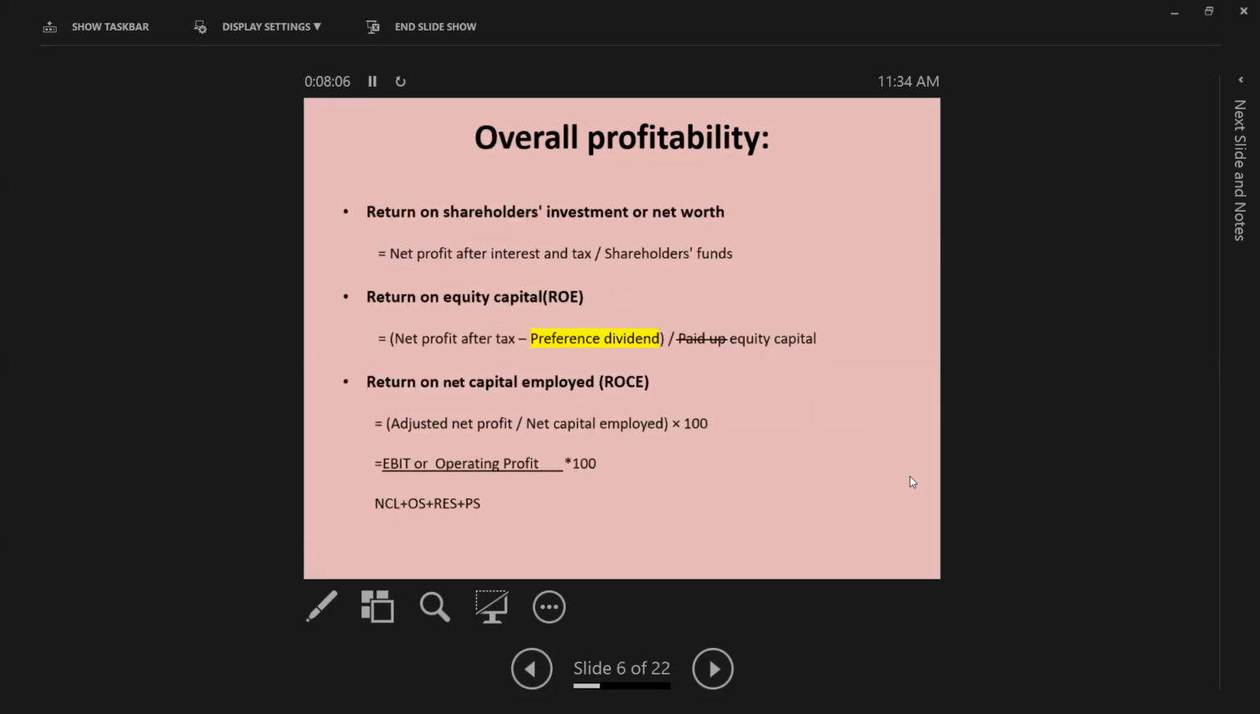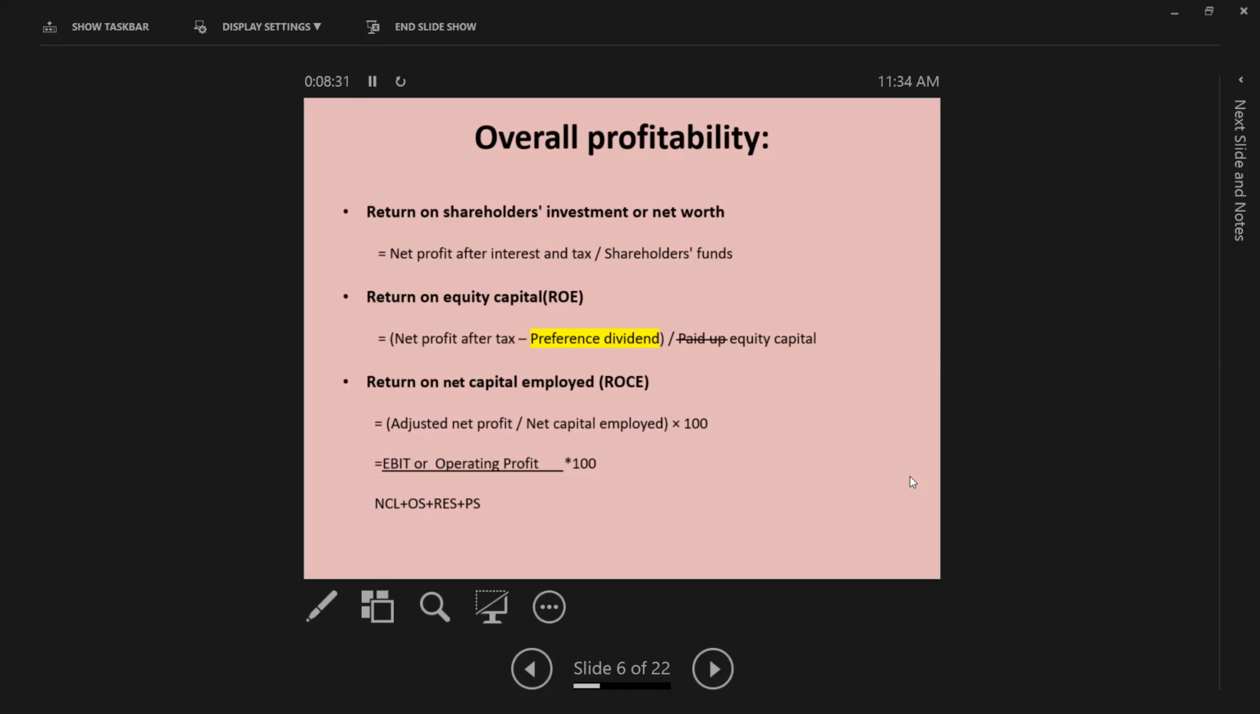Now the next one, overall profitability. This overall profitability is more or less similar to the general profitability. But here we are focusing on the overall industry of the company. Here, the first one we are going to measure is the return on shareholders' investment or net worth. This is known as ROI.